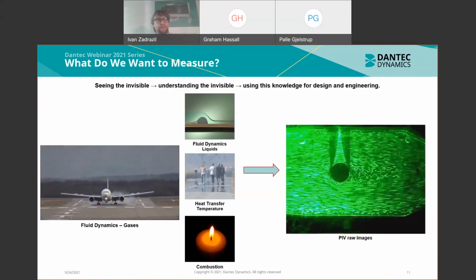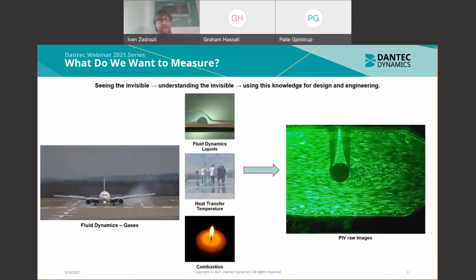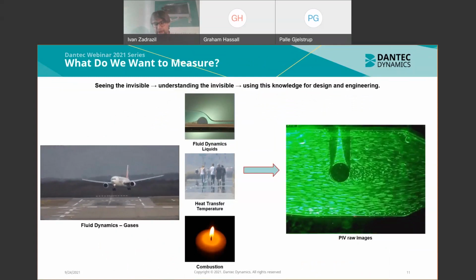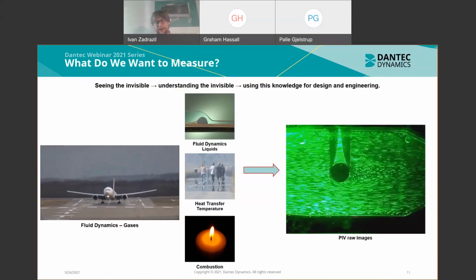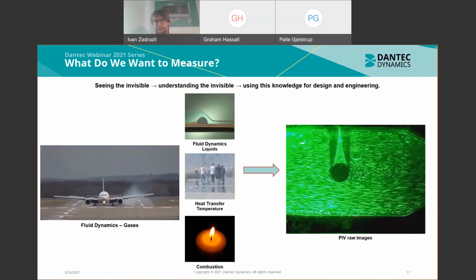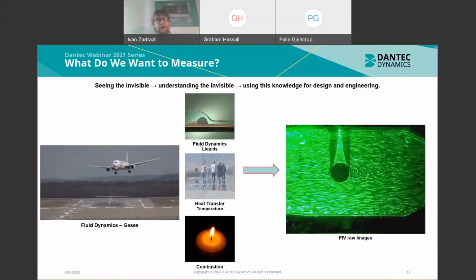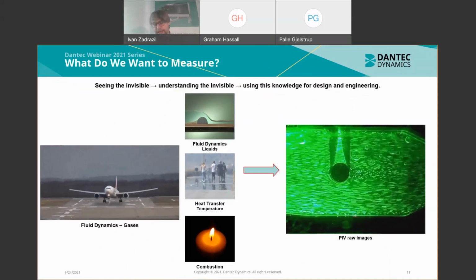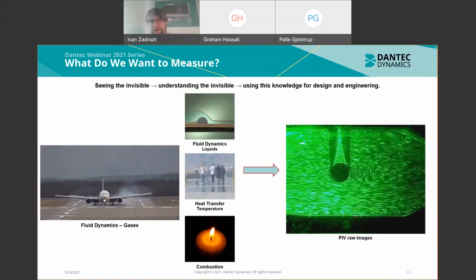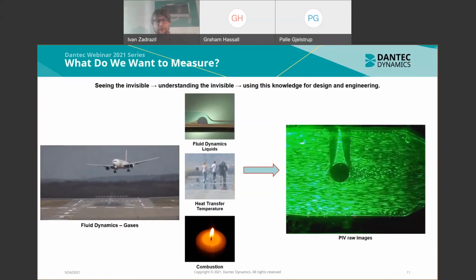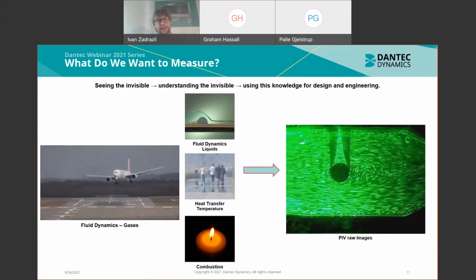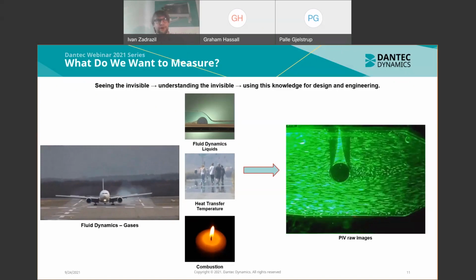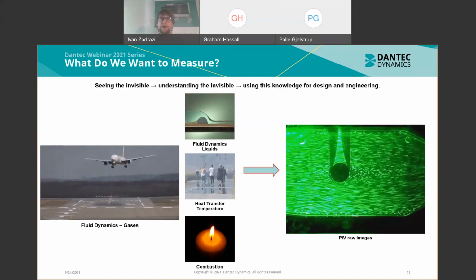On the left-hand side, you can see a plane which lands, and this is actually an example of fluid dynamics, because the plane obviously flies through viscous air, and the movement of the air is moving the plane left and right, and the pilot is struggling with landing. However, we don't really see the movement of air or the forces exerted by air on the plane. We are just guessing. We can just see the outcome of it, which is quite a dramatic landing.